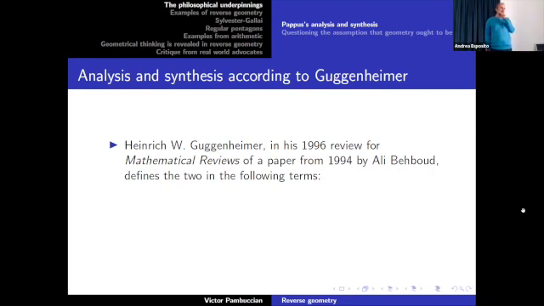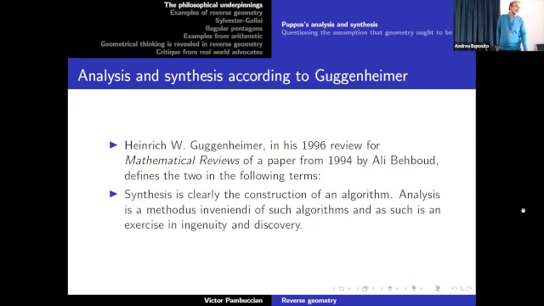Now, Ali Behboud wrote in 1994 a paper for Centaurus on this matter, and Heinrich Guggenheimer reviewed it for Math Reviews in 1996, and he defines analysis and synthesis in this manner. Synthesis is clearly the construction of an algorithm. Analysis is a methodus inveniendi of such algorithms, and as such is an exercise in ingenuity and discovery. It is in this sense that we will look at reverse analysis. We will start with a result and we'll ask for minimal sets of assumptions from which it can follow.